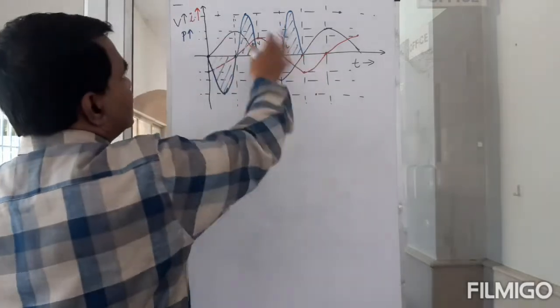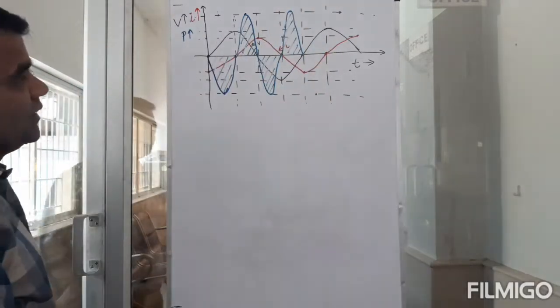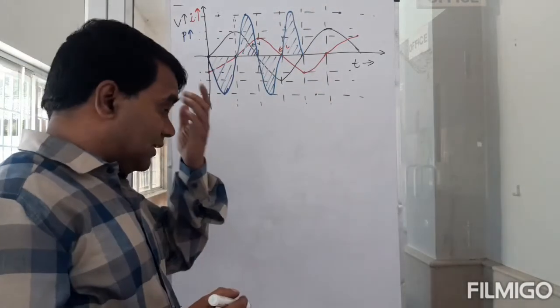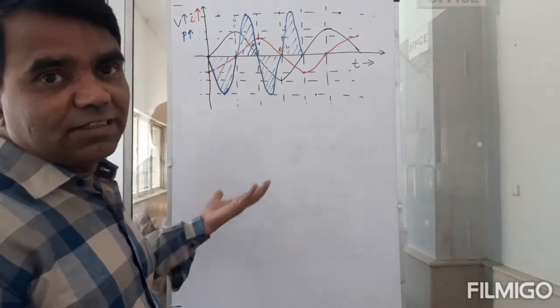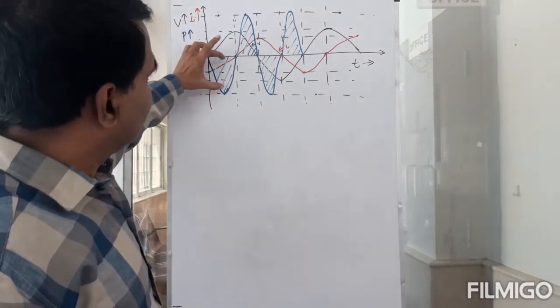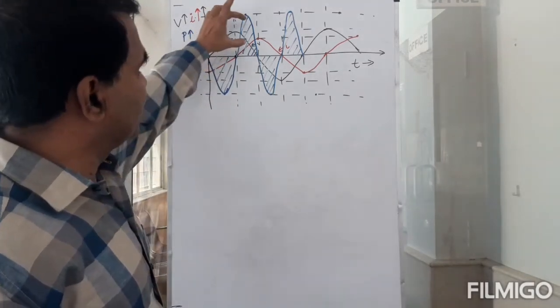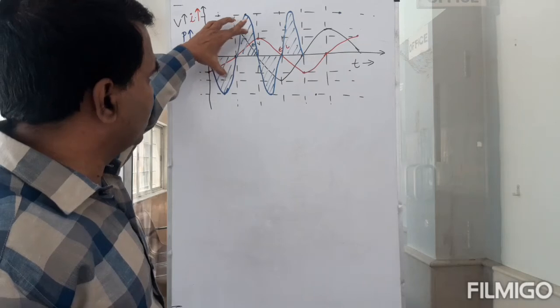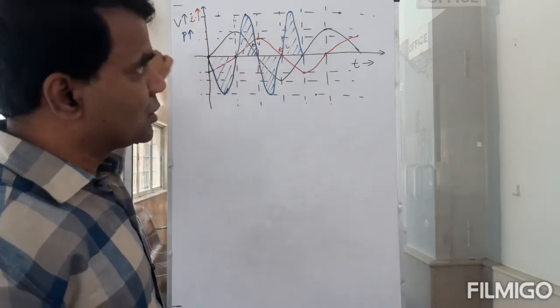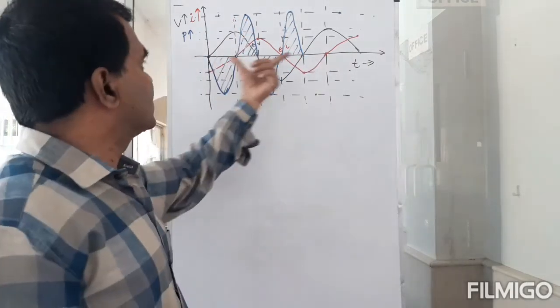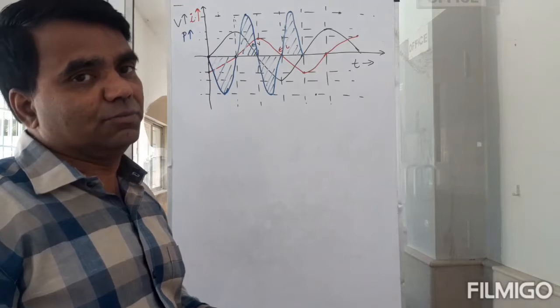You can see that the pattern is repeating. So what is average power? Clearly it cancels. The power you have here is negative. The power you have here is negative. This will cancel with that one, and this will cancel with that one. So the average power over a cycle will be 0.